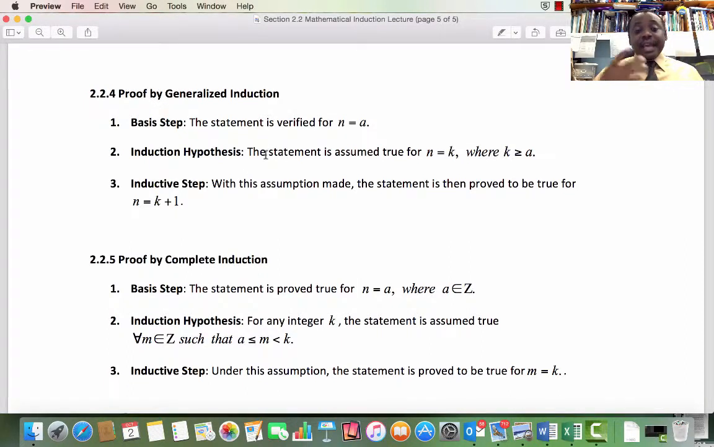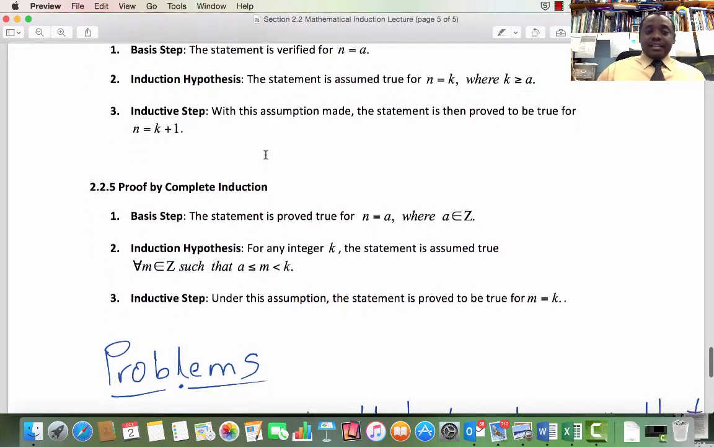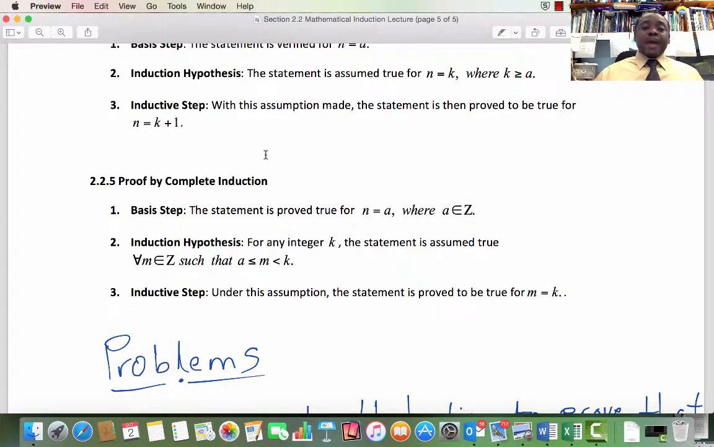It gets even more exciting with 2.2.5, proof by complete mathematical induction. In this case, the basis step, we prove that a statement is true for n equals some finite number a. a is an integer. Step 2, induction hypothesis. For any integer k, the statement is assumed to be true for every m in Z such that m is bigger than or equal to a but strictly less than k.